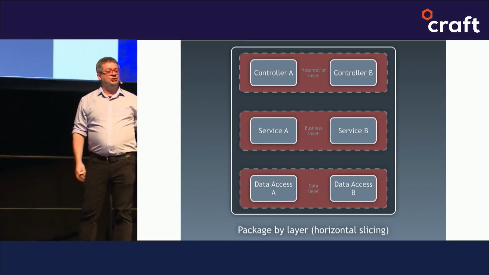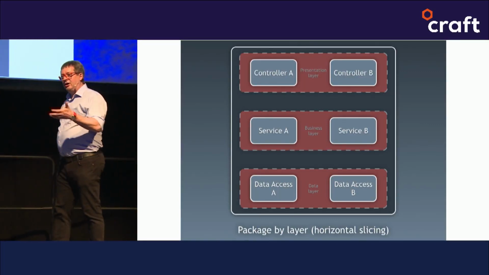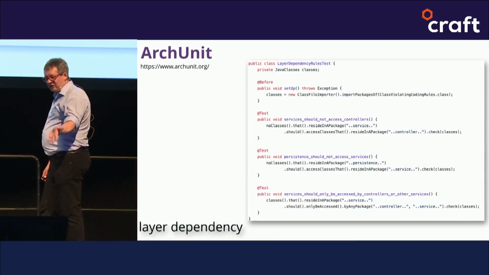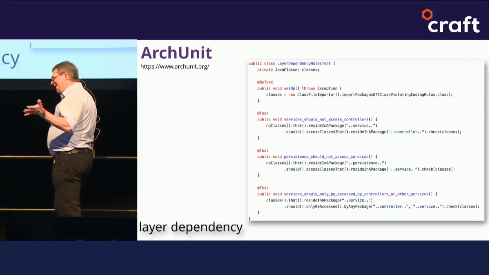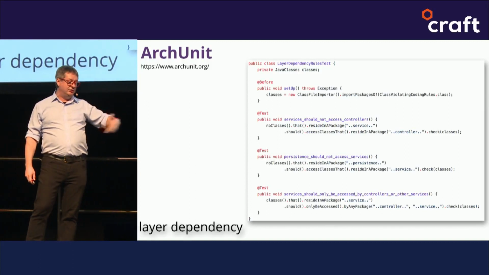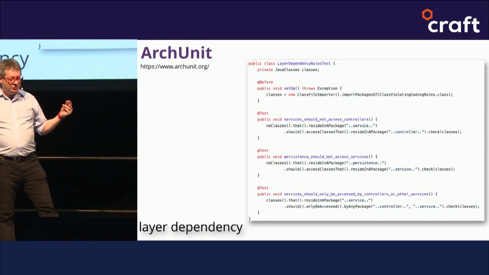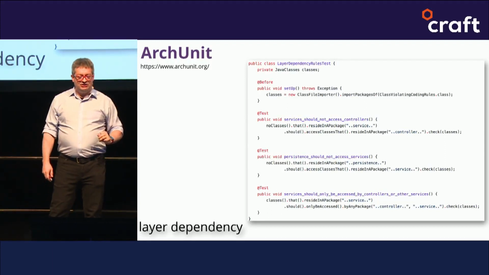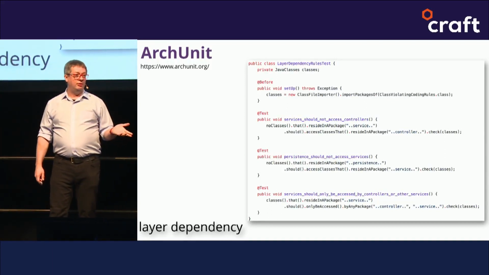But how do you make sure that developers don't cheat on designs like this? This is how you prevent that from happening. Look at the first test here. This is using the Hamcrest matchers from the JUnit world, so you can write these very fluent interface assertions. No classes that reside in a package service should access classes that reside in a package controller.